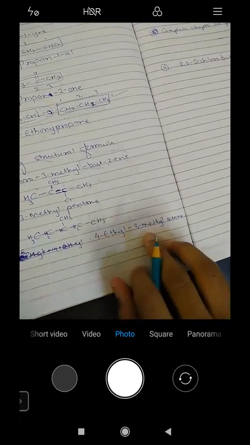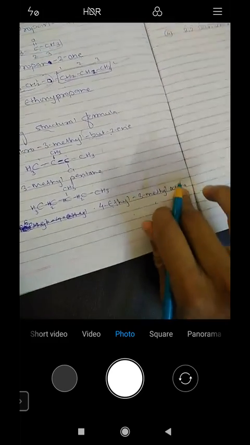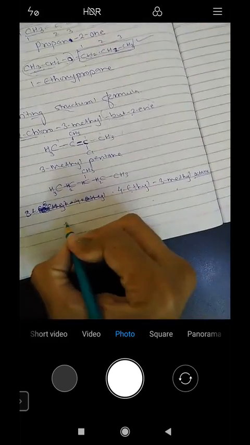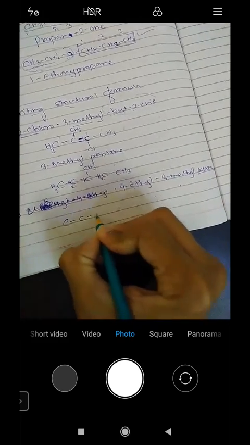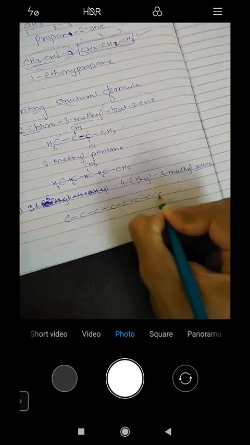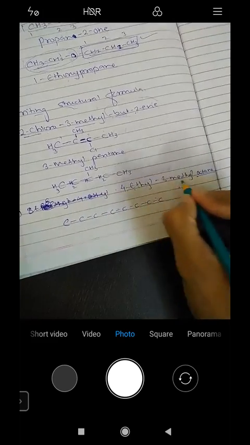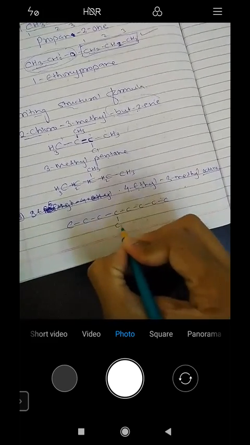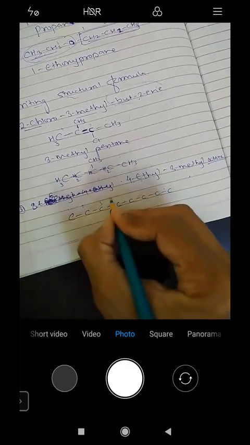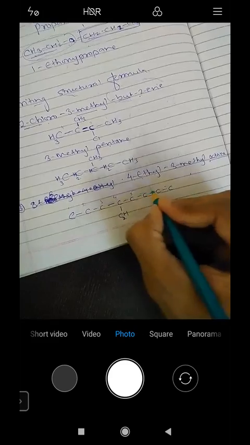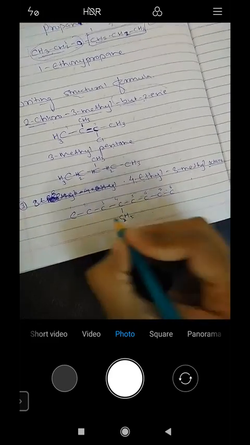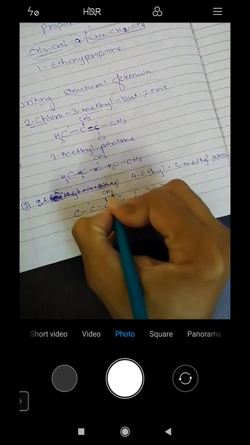Then 4 ethyl 3 methyl octane. We have to focus on the parent chain. So the parent chain is what? Octane. Octane is what? 8 carbons. So I will write 8 carbons first. 1, 2, 3, 4, 5, 6, 7, 8. Now 4 ethyl, 3 methyl. 4 पे क्या ग्रुप है? Ethyl ग्रुप है, मीन शॉर्ट C2H5. यहाँ से नंबरिंग किया 1 2 3 4 5 6 7 8, इजी करने के लिए, है ना. 4 ethyl, 3 methyl मीन्स थर्ड पे मिथाइल ग्रुप लगाना है, लगा दिया.